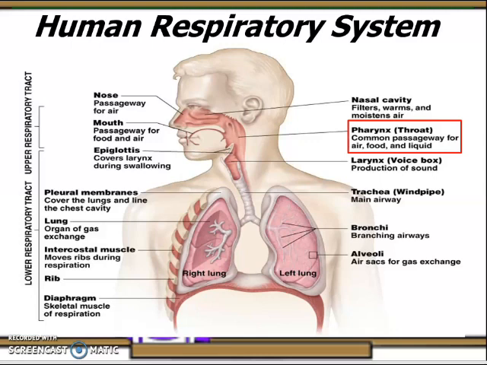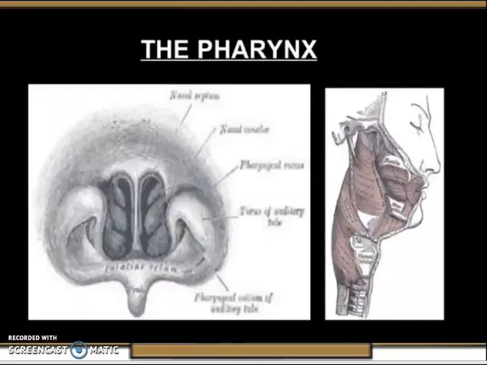The warmed, moistened, and filtered air moves through a muscular tube in your upper throat called the pharynx. The pharynx is a common passageway for food and air. It leads to two passageways, the esophagus and the trachea. The esophagus leads to the digestive system, while the trachea leads to the respiratory system.